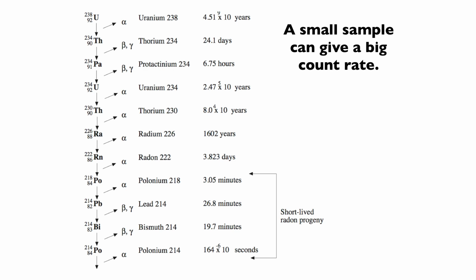Now check it out. Some of the isotopes you're going to measure in the lab, like lead-214, has a half-life of 26.8 minutes. So a small number of atoms can give you a really, really high activity, and that is something you'll get a chance to compute in the lab.